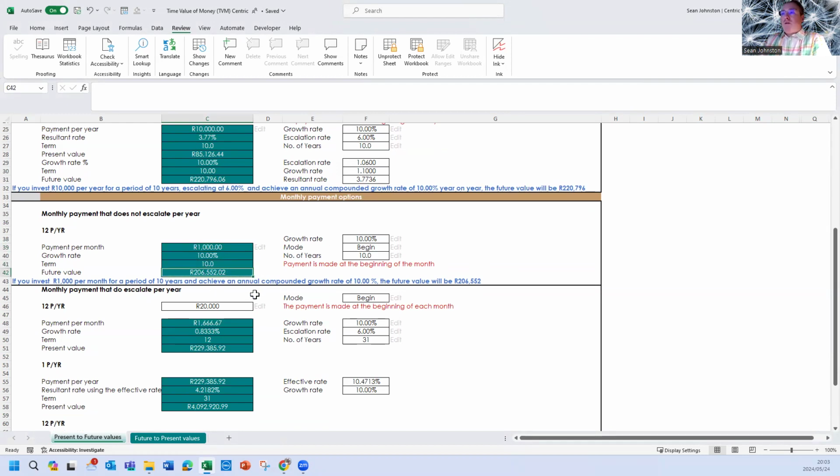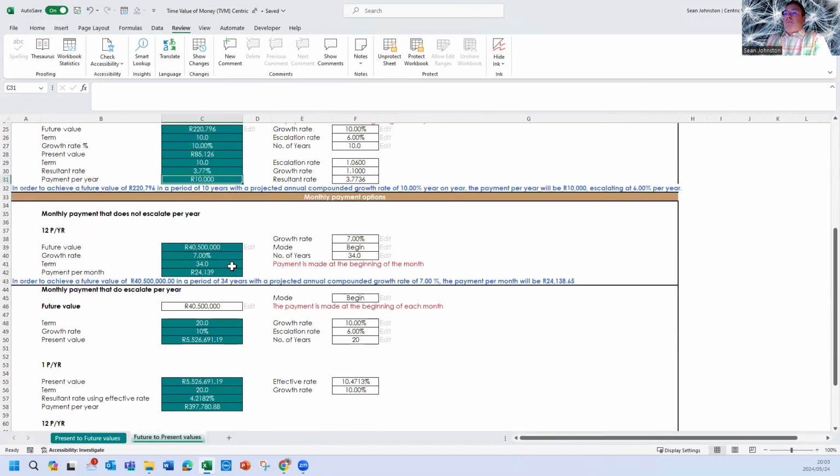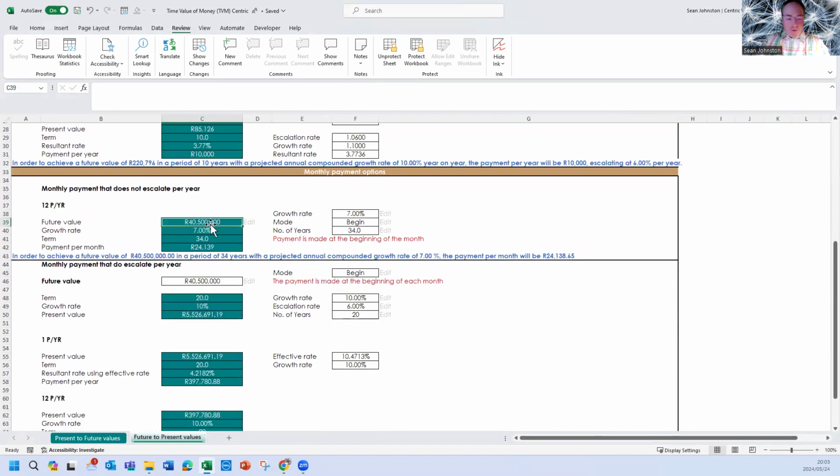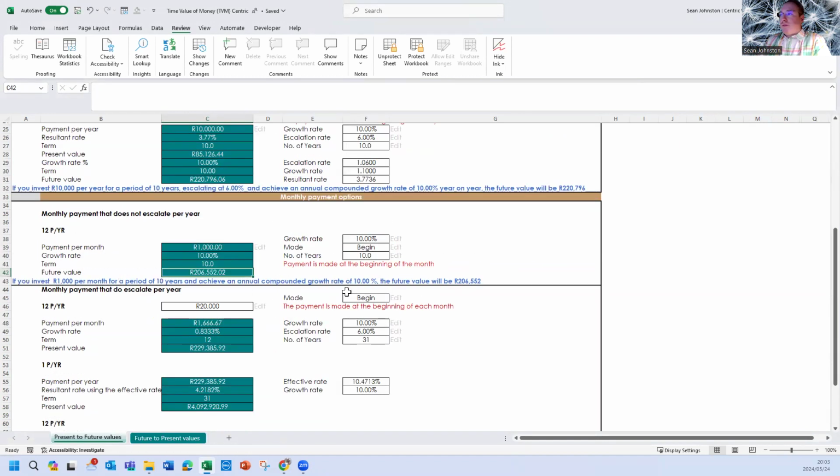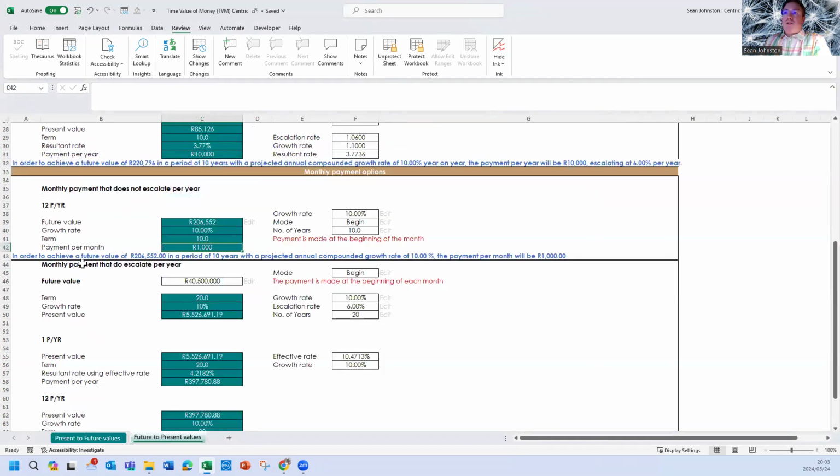And of course, if you take 206,552 and you do it again over here, 206,552, and we put in the growth rate 10, you'll get the 1,000 Rand. And I'll read both examples over here in terms of the explanation. Invest 1,000 per month for a period of 10 years and achieve an annual compound growth rate of 10%. The future value will be 206,552. And in order to achieve a future value of 206,552 in a period of 10 years, projected annual compound growth rate of 10%, the payment per month will be 1,000.